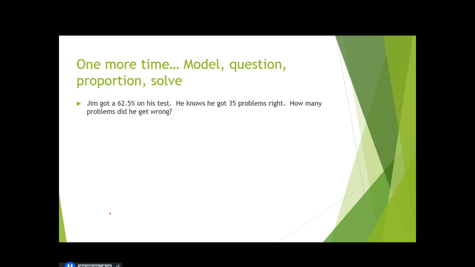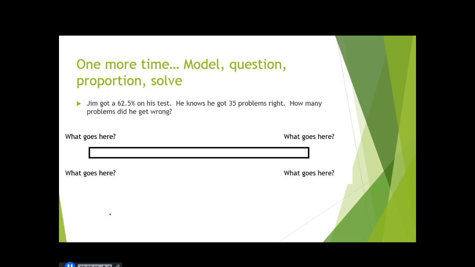Okay, let's model this one. Jim got a 62.5% on his test. He knows he got 35 problems right. How many problems did he get wrong? What goes where? Hopefully you recognize that this is 0 and this is 0%. He got 0 problems right, 0%. Here, we need to figure out how many problems are on the test. And here is how much that is in 100%. So this is 100%. What's 100% of the test problems?